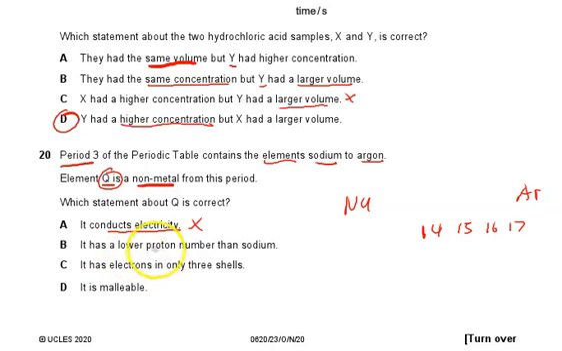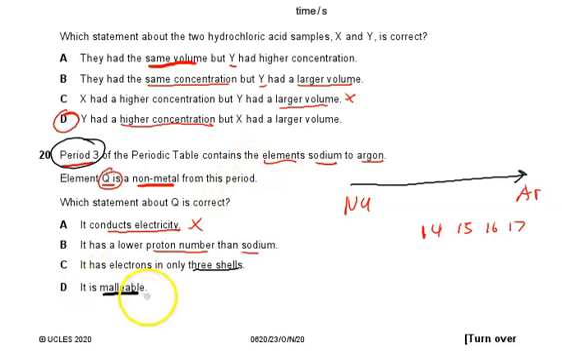it has a lower proton number than sodium. The periodic table is arranged by increasing proton number from left to right. Its electrons are in only 3 shells. Yes, of course, because it's period 3, so you have 3 shells. It is malleable? Non-metal is not malleable. So your best answer here will be C. 20 is C. Okay, now we go to 21.